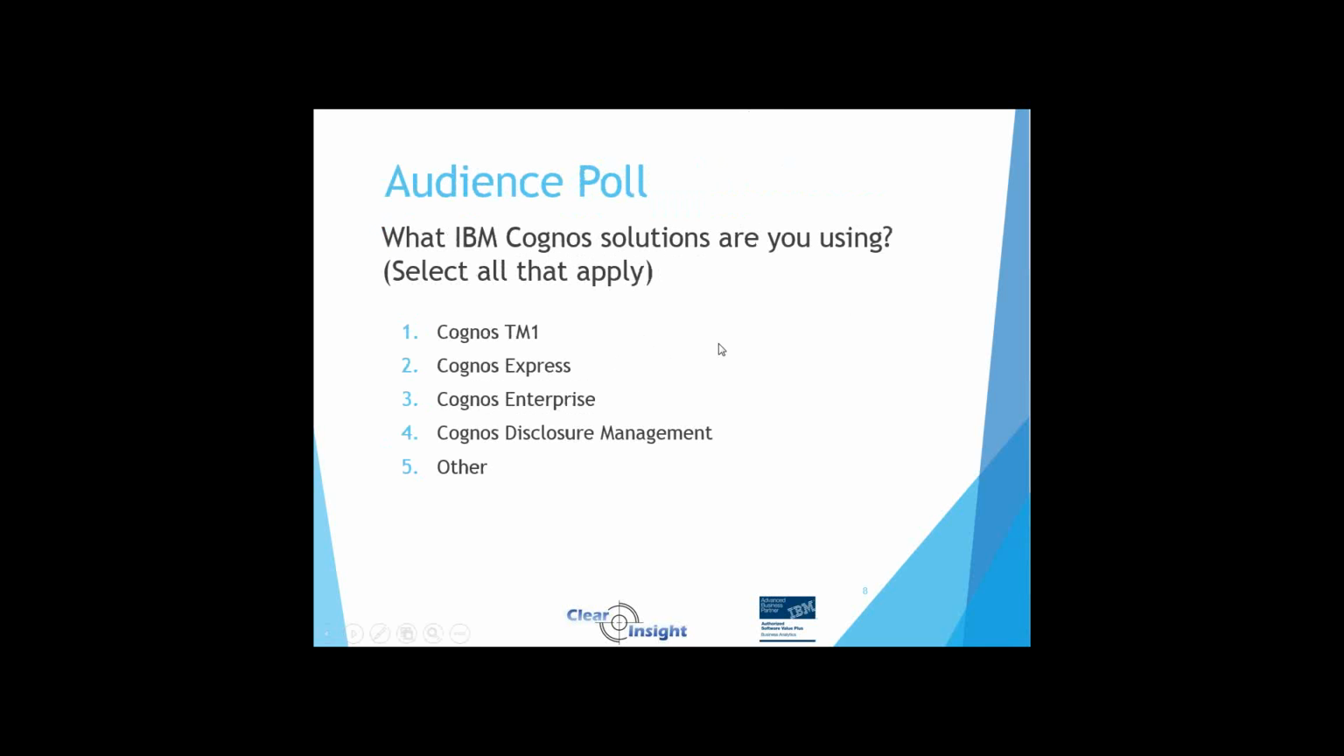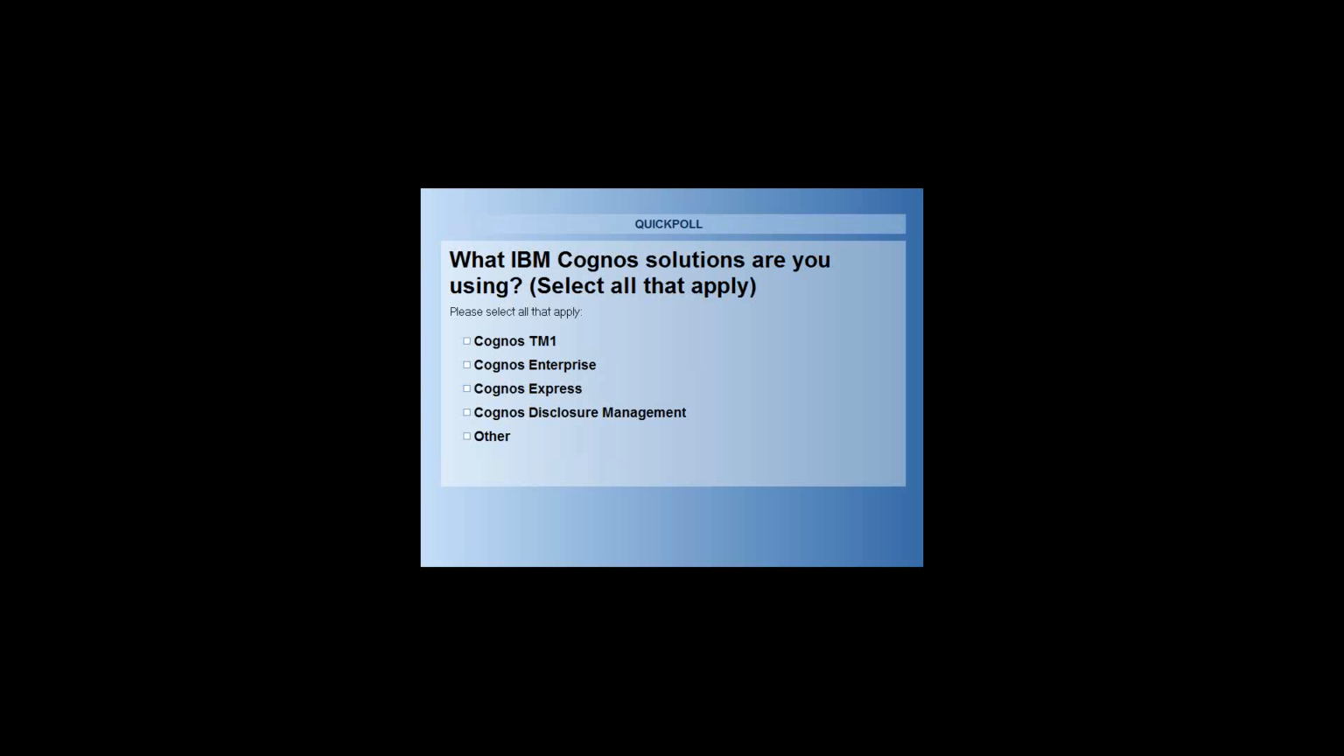So we come to our first audience poll now, because we have a good cross-section of folks on the line, and we would like to understand what solution you are using. TM1, of course, is the back-end database structures as well as a front-end solution, but you could also be using Express, Enterprise, Disclosure Management, and even perhaps a few other solutions. So I'm going to ask Susan to open the poll up now, and you should have opportunity to respond to the poll and select all that apply. It's probably just one solution, or one in Cognos Disclosure Management. If you're using FSR, you could click on Disclosure Management as well.